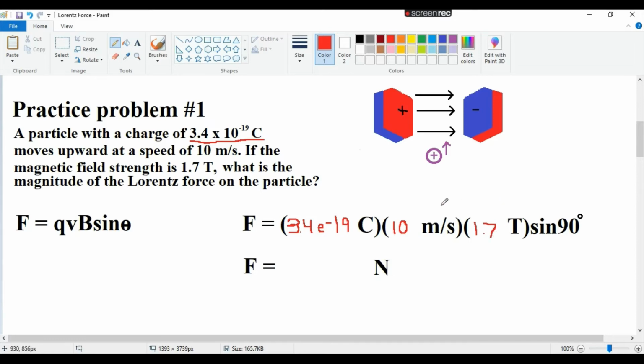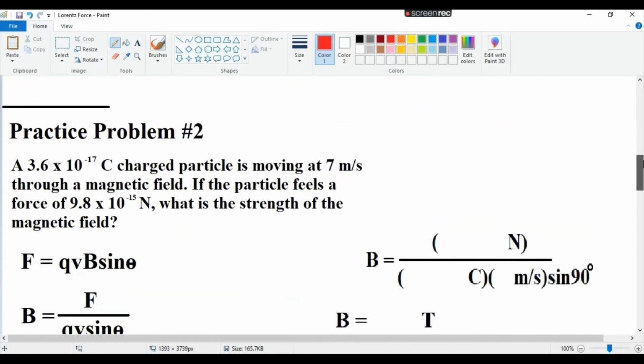All right, and if you go through and do the math, 3.4 times 10 to the negative 19th times 10 times 1.7 times the sine of 90, you get 5.78 times 10 to the negative 18th. So this means that our particle going through this magnetic field is feeling a force of 5.78 times 10 to the negative 18th newtons.